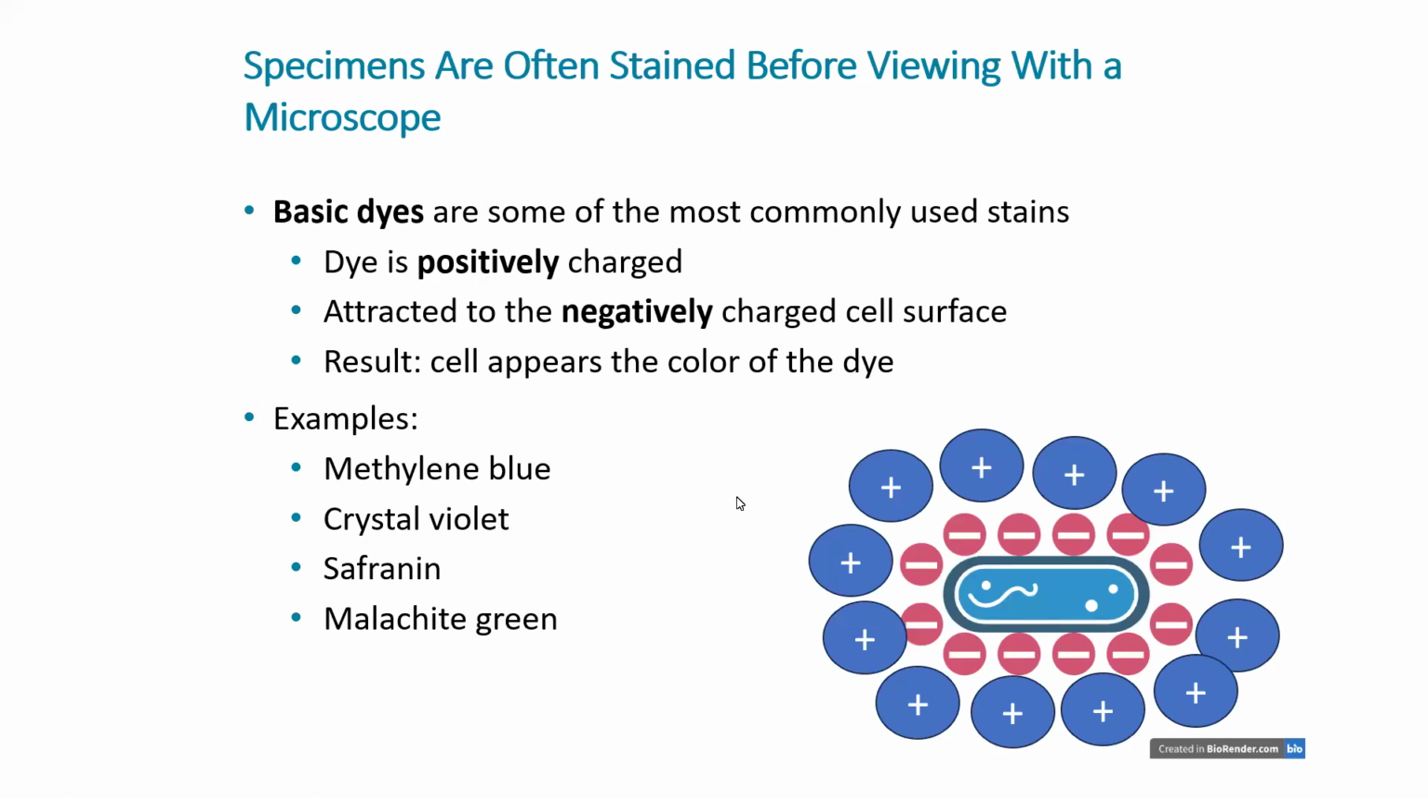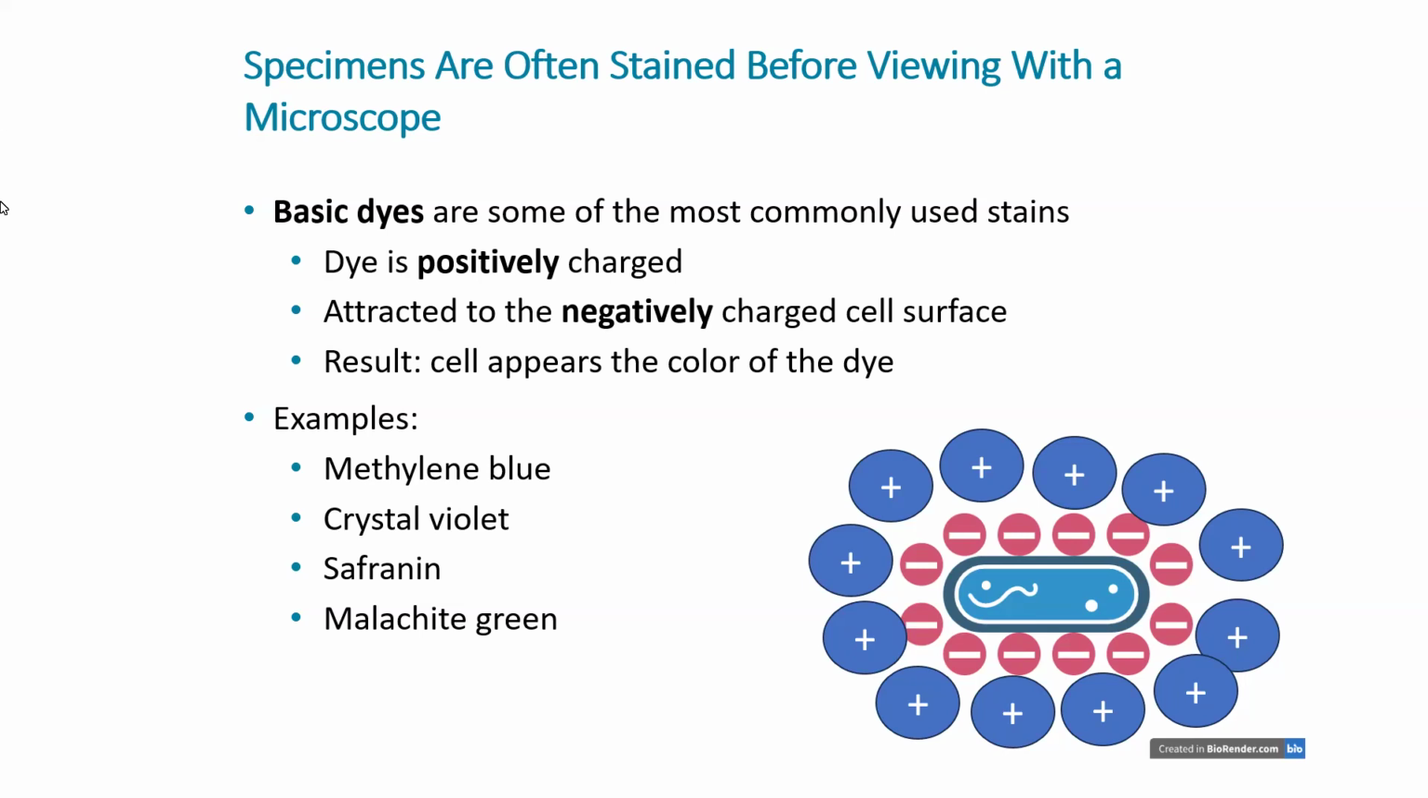When we think about the way that staining works, it's important that we stain our cells most of the time because they are colorless. So the light is going to pass right through them. They may appear gray, possibly, if we don't stain them, or they may be photo bleached, which means that we can't see them at all without some sort of color. Most of our basic dyes are going to be positively charged. That means that they're going to be attracted to the negative charge on the cell surface. And therefore, the cell will appear the color of the dye.